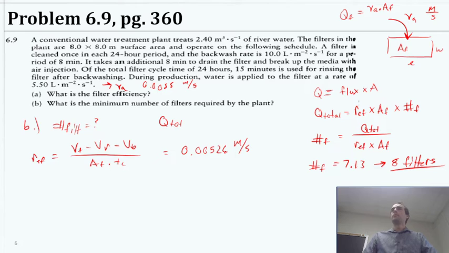Any issues? Okay. What's Q total? Q total was given to us, sorry about that, it's 2.4 cubic meters per second. That's the flow rate that the plant needs to achieve. Thank you, that's a good clarification. So then this problem here would be 2.4 cubic meters per second divided by that 0.00526 times the 64. That's meters per second and square meters.